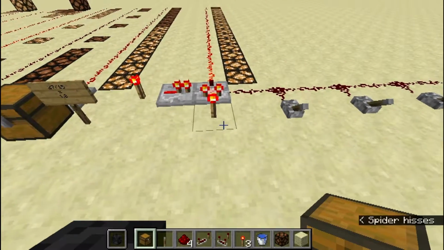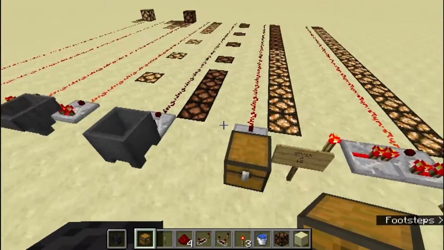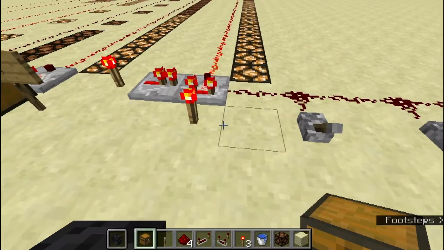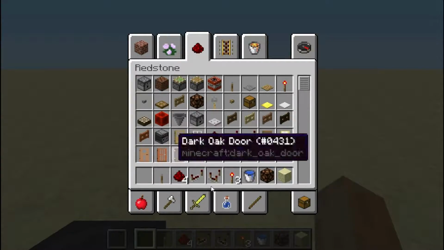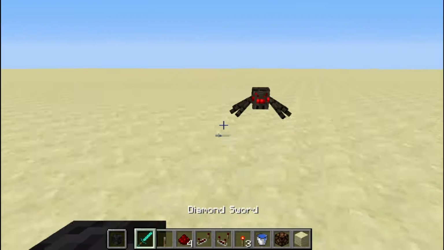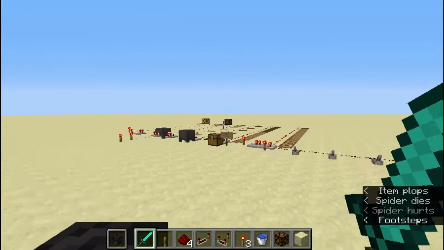Now that's basically the output of item storages. Let's move on to the main functions of, man, I hate this spider. Let's move on to the main functions of the comparator after I kill this spider.